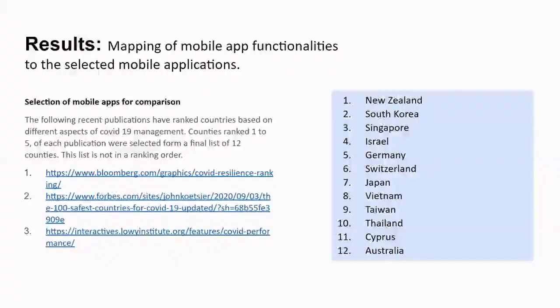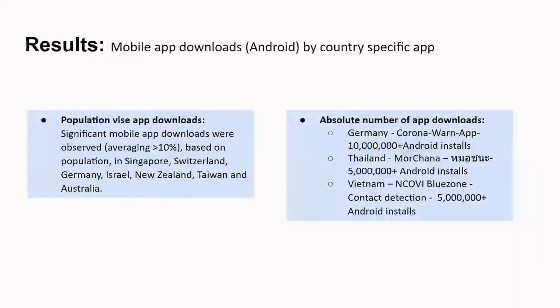Then we selected a set of 12 countries from 3 different documents which were published. We tried to identify the mobile application which is sponsored or promoted by the respective governments, to give it some weight. Then we tried to understand how these applications have been used in each country.